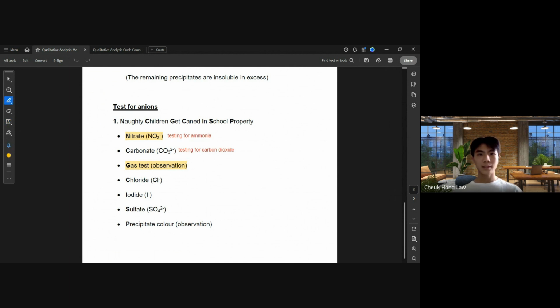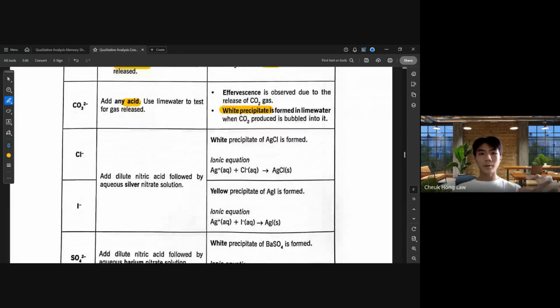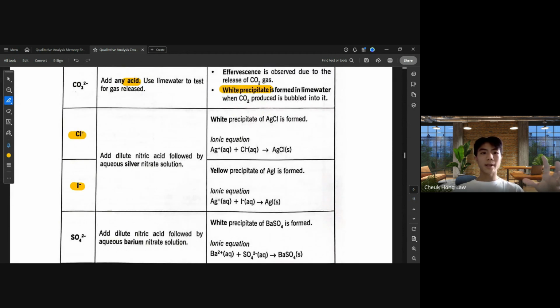What about the rest? C is chloride, I is iodide, S is sulfate. Okay, P is precipitate color. That means when you're testing for your chlorides, iodides, and sulfates, you should look out for the precipitate color when you want to observe. Okay, so what is the exact test? For chloride and iodide, it is the same test. First you add dilute nitric acid, then followed by silver nitrate. So what precipitate should you look out for? If you are testing for chloride, you should look out for a white precipitate of silver chloride. If you are testing for iodide, you should look out for a yellow precipitate of silver iodide.